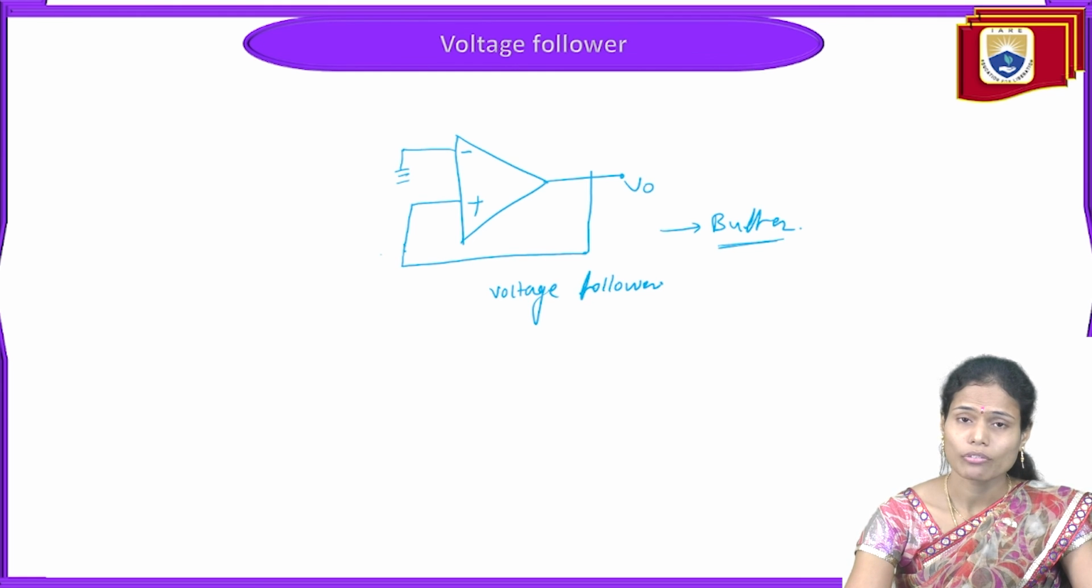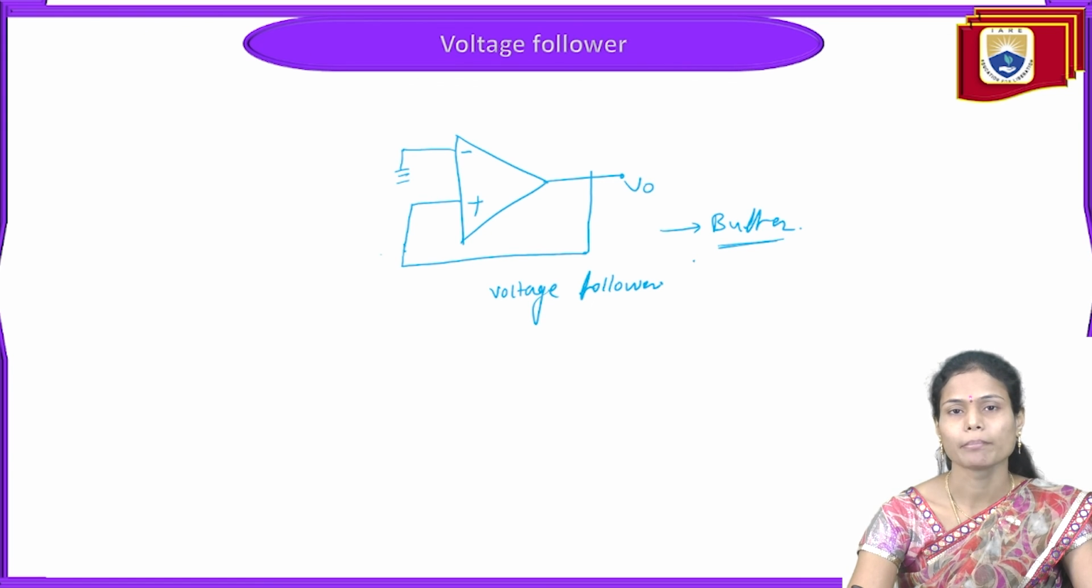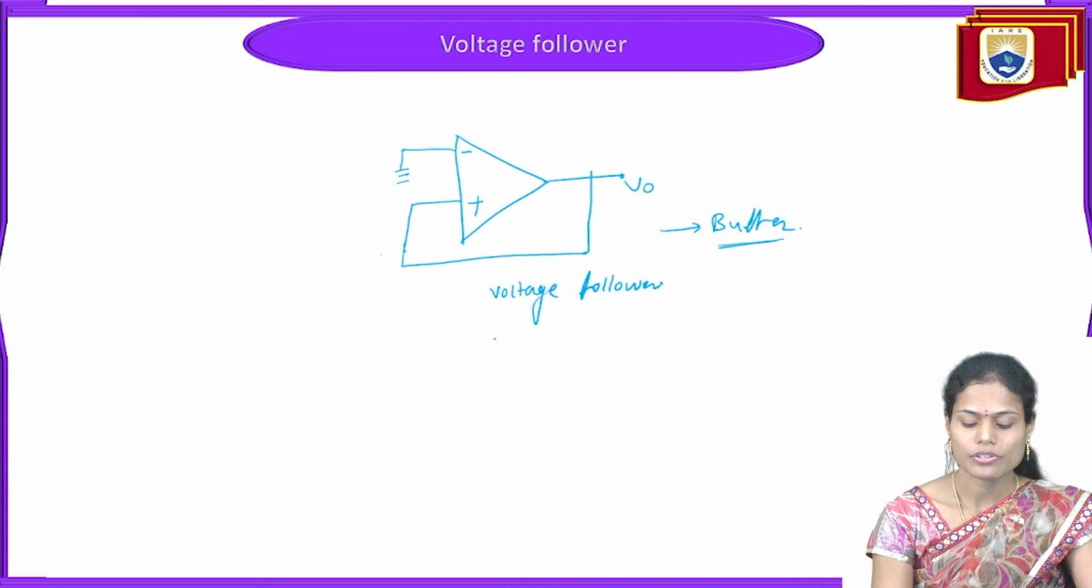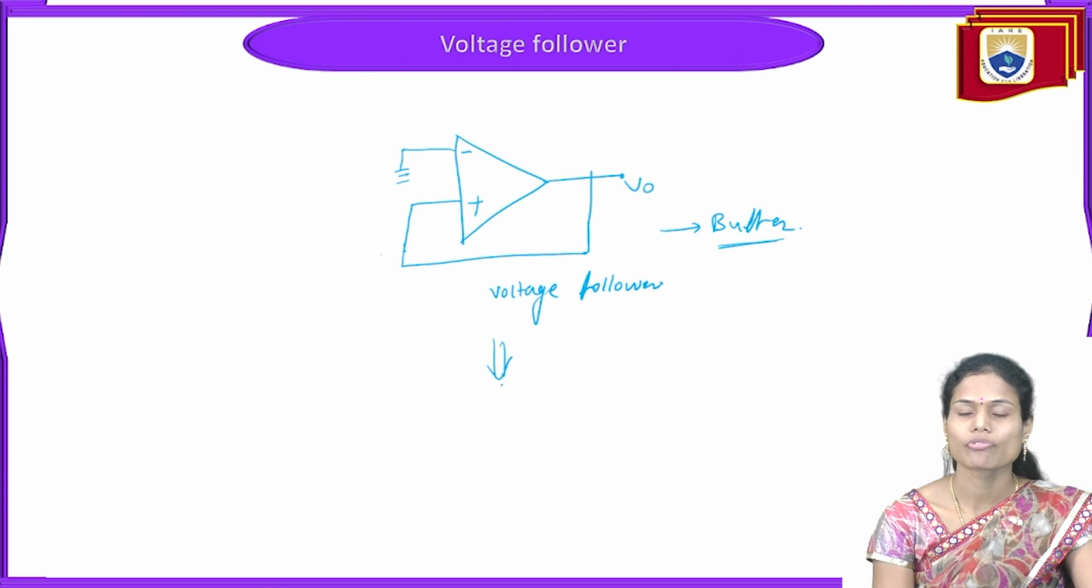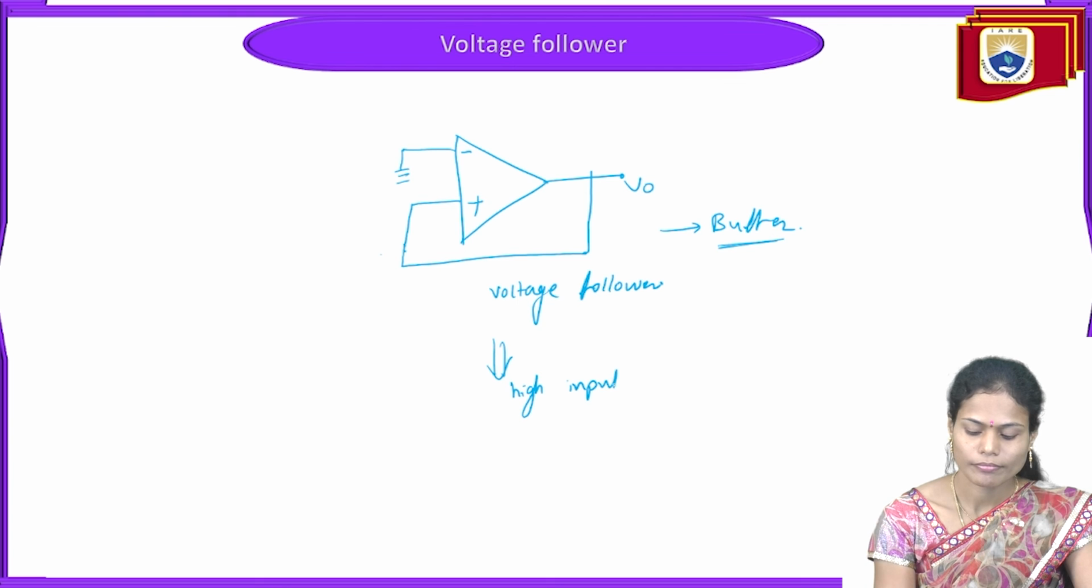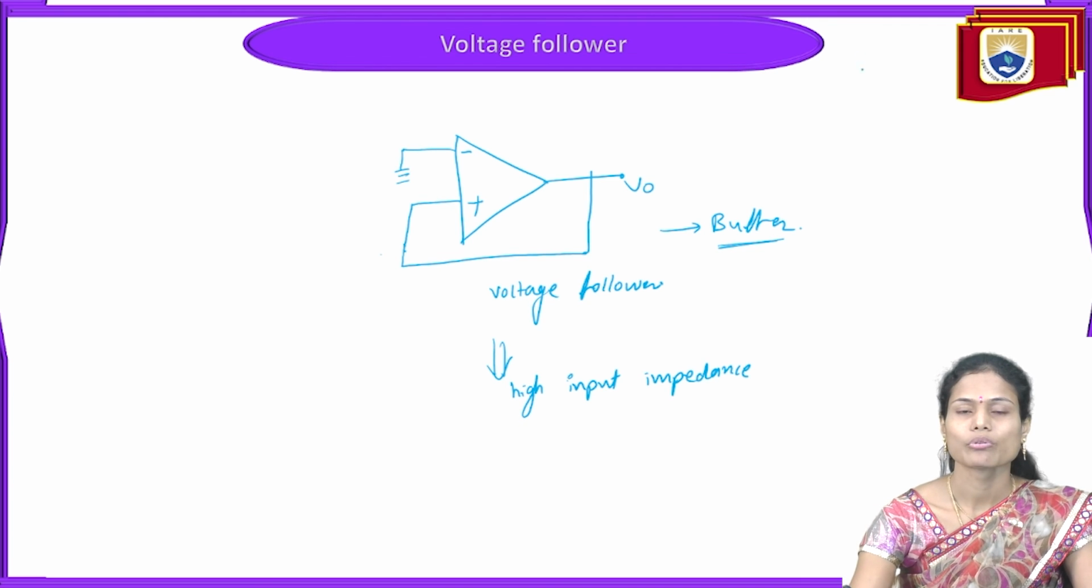The voltage follower has a very high input impedance. Though it is sending the same signal to the output, why are we using it? Because it is able to provide very high input impedance, which is required for faithful amplification. Because of that reason, we utilize the voltage follower circuit as a buffer in different circuit applications. So this voltage follower circuit, we can utilize as the buffer circuit.